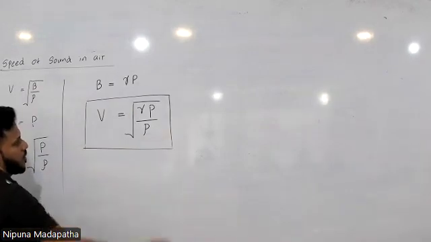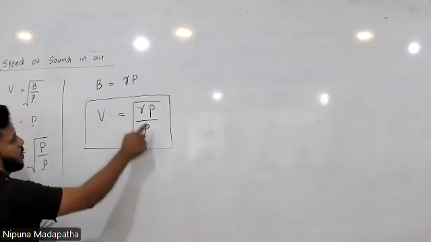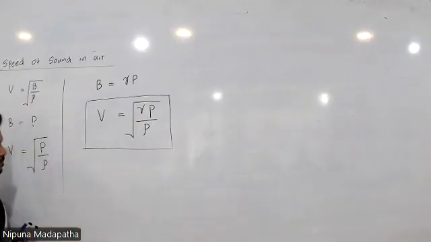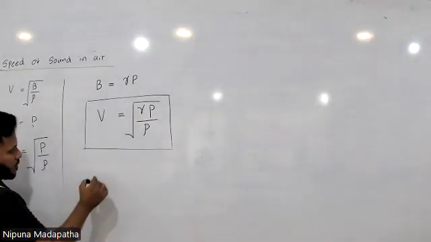So it is an isothermal process. Therefore, we use gamma P as the bulk modulus. Right? We use gamma P. What is this gamma?